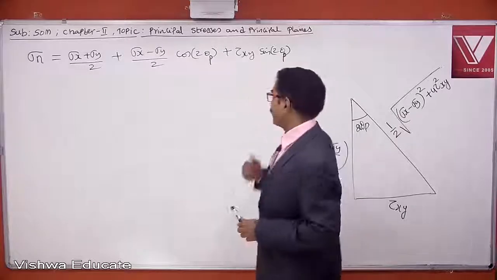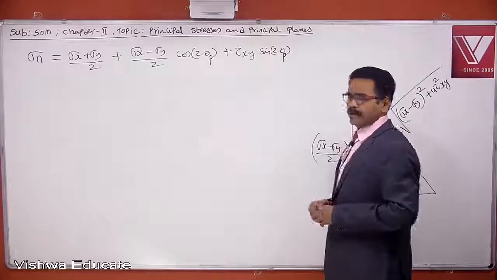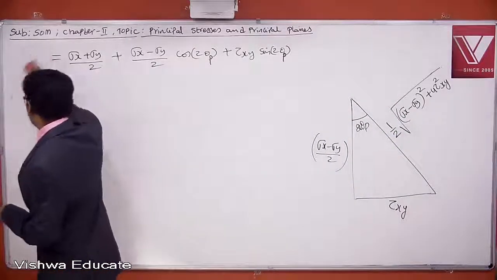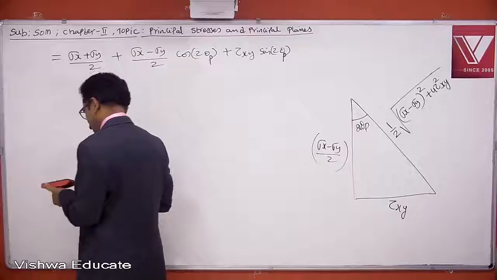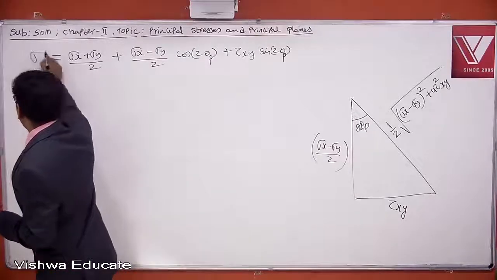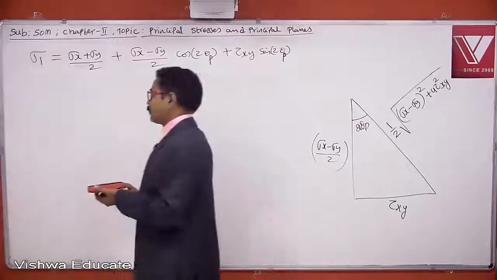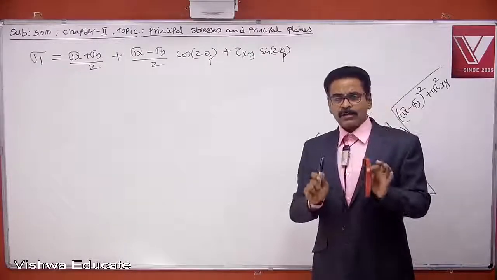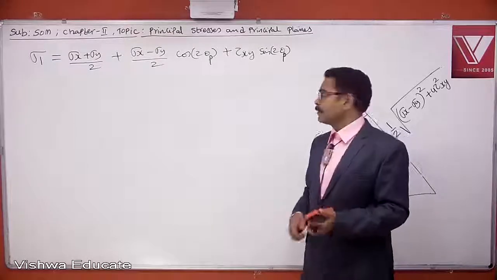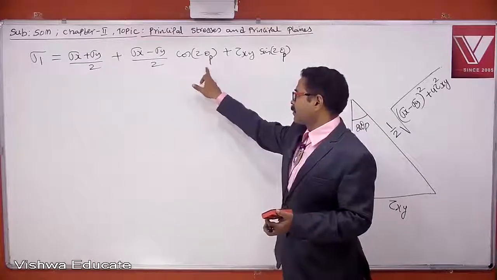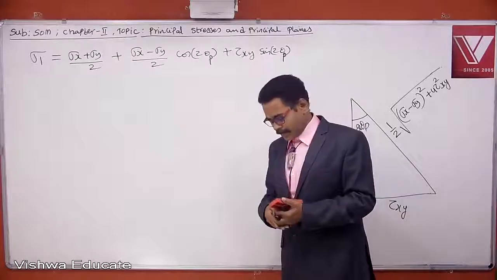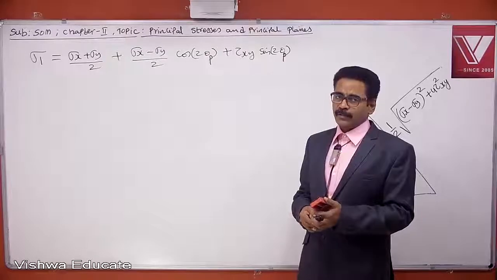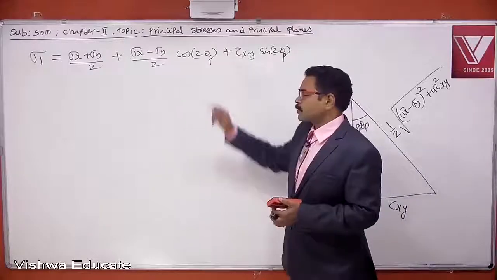So here I replaced theta with theta p. Automatically I am going to find the normal stress on the first principal plane. Normal stress on the first principal plane is nothing but the major principal stress or first principal stress. Okay, normal stress on a principal plane is principal stress. So here I replaced theta with theta p, so automatically we find the normal stress on the first principal plane, that is nothing but the first principal stress. We know what is cos 2 theta p.